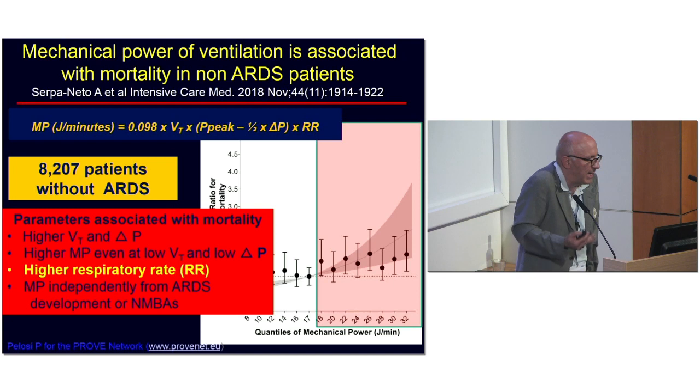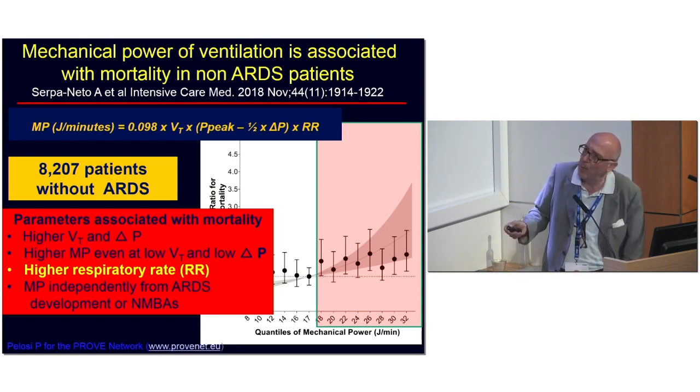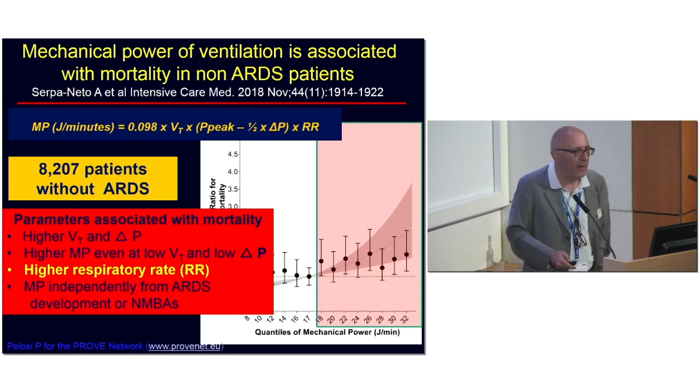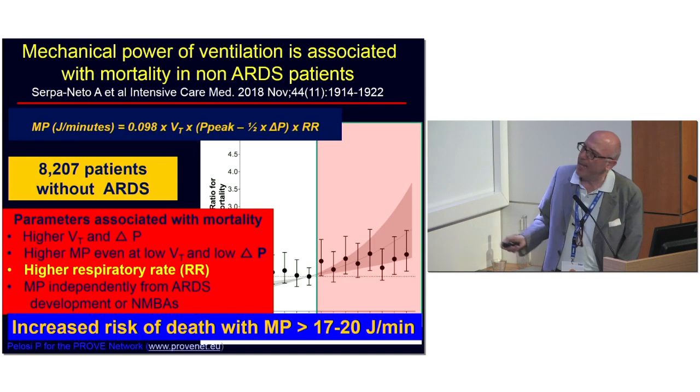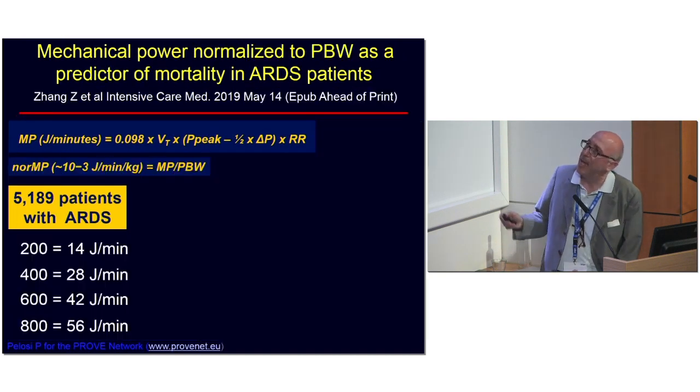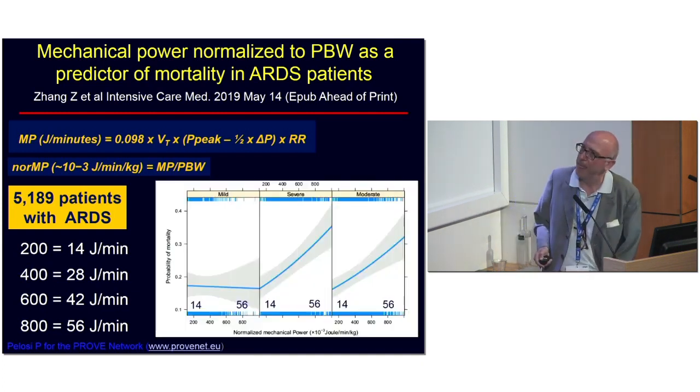So it's not enough to reduce tidal volume and driving pressure. This should be associated with the minimal respiratory rate acceptable for the patient. And interestingly, almost 20% of patients developed ARDS, and in these patients, mechanical power was independently associated with mortality, even in ARDS, and with and without the presence of neuromuscular blockade. So in non-ARDS, we found that the mechanical power threshold in terms of risk of death was around 17 to 20 joules per minute.